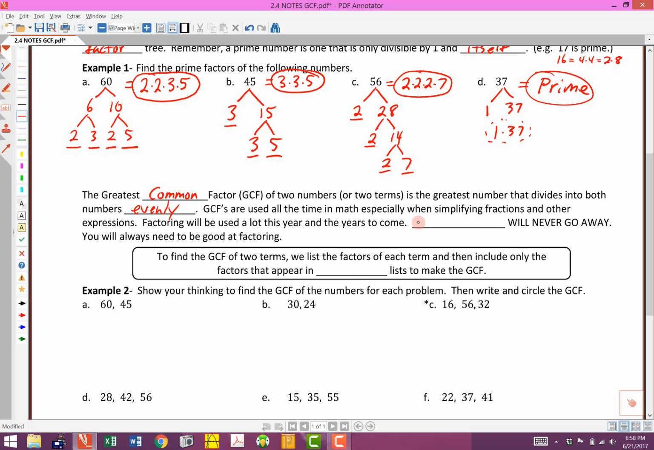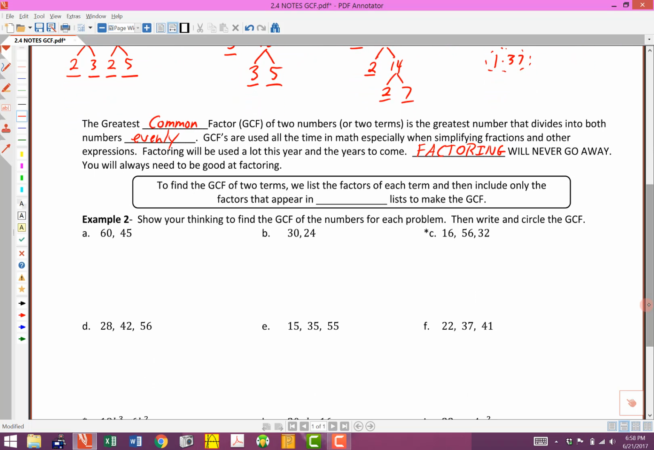Okay, so I want you to write this down. I want you to write this down in capitals. Factoring will never go away. The better you are at factoring, the better off you're going to be in the long run. We use factoring all the time. It's got a lot of different applications. So we're going to work on a very basic type of factoring. It's finding the greatest common factor, but that really is the tool that we use most often when we're factoring.